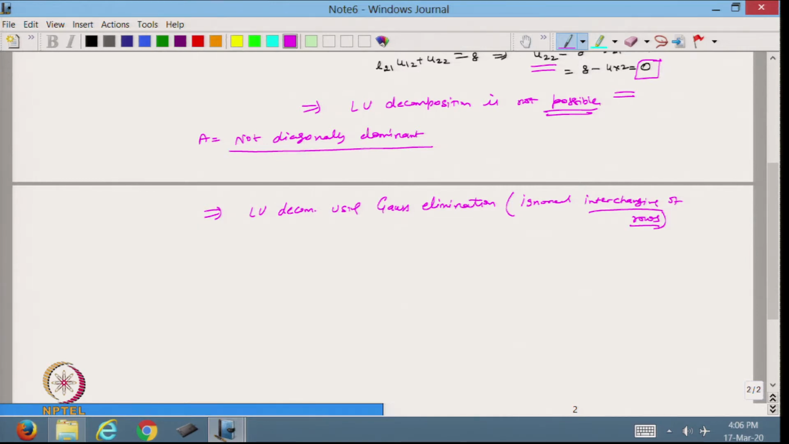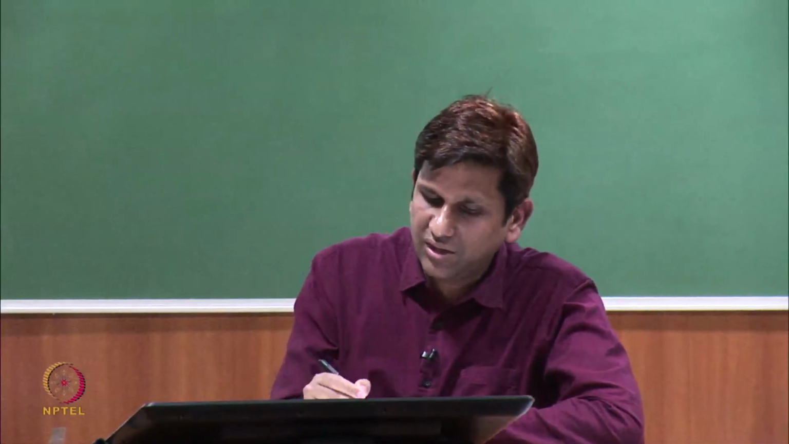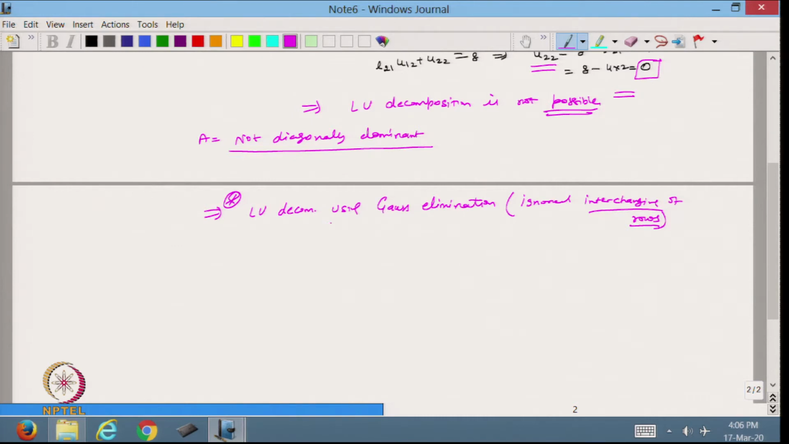So that is it. Now we want to find another method. I am just telling you that in the starting we started with the LU decomposition using Gauss elimination and we ignored the interchanging of rows. Now I am going to start with a new method, called the reduction of PA equal to LU decomposition form, where P is a permutation matrix.